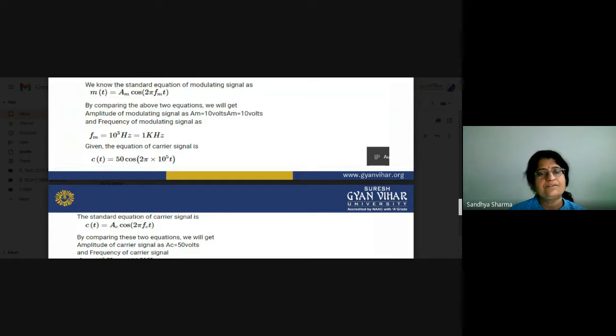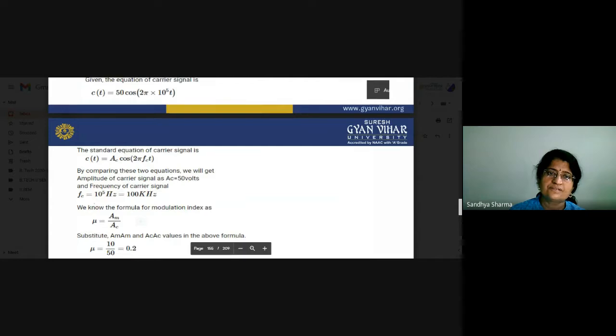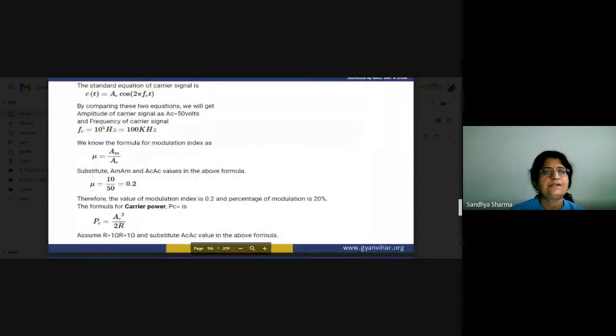So here the amplitude of our carrier signal is Ac, which is equal to 50 volts. Okay, and now we move to the frequency. How much is the frequency? That is equal to 10^5 hertz, which means 100 kilohertz.